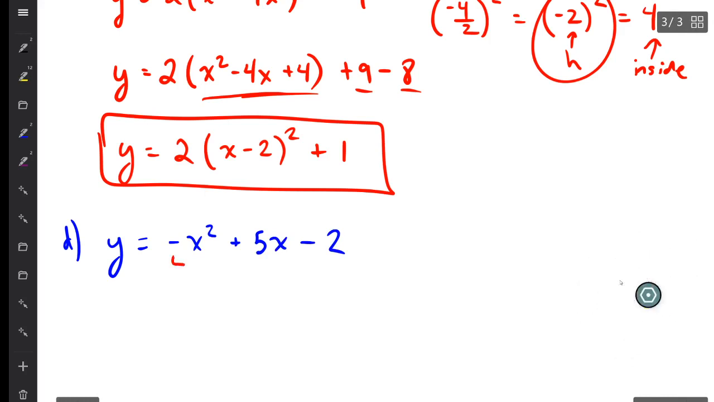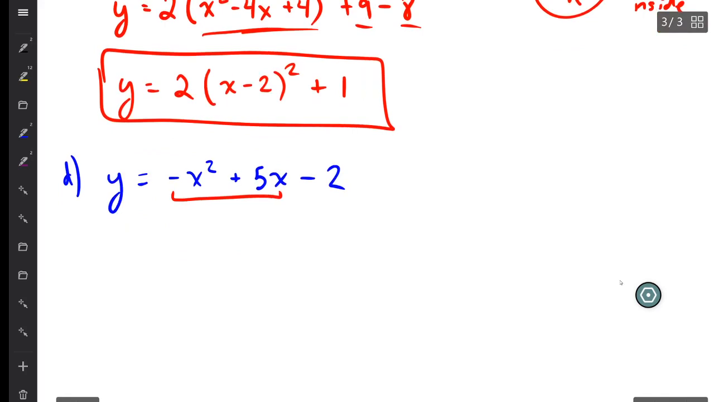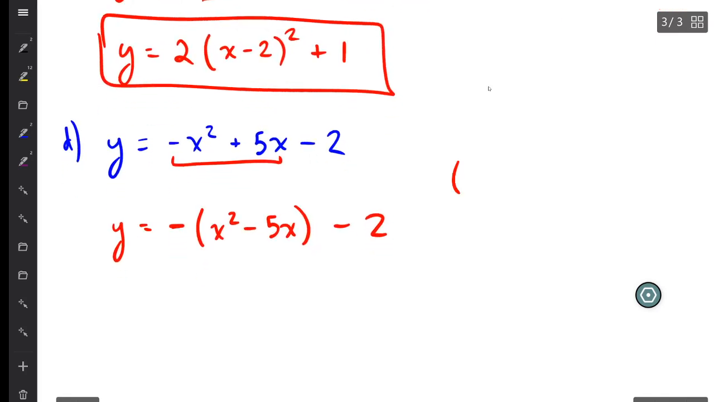So again, the first step is just to worry about these two and to factor out the a. Now there is an a here. It looks like it's 1, but it's not 1. It's negative 1. So I just need to factor out that negative sign. And that gives me x squared minus 5x, and then close the parentheses, minus 2. I don't factor out the negative 1 from the minus 2. I leave that alone. Then I'm going to take that negative 5 term, divide it by 2, and square it.